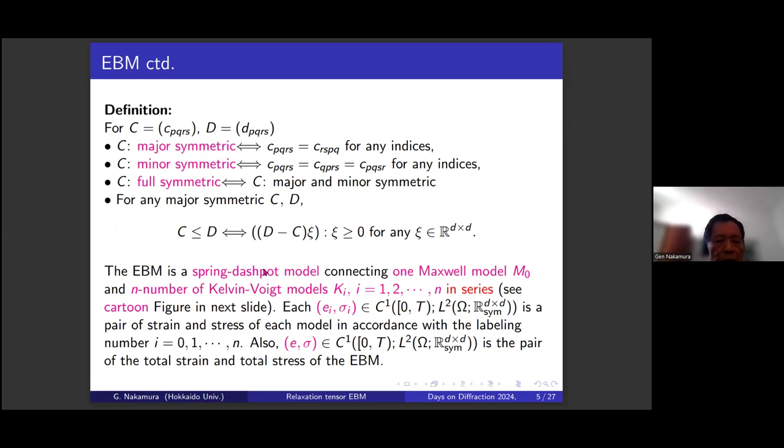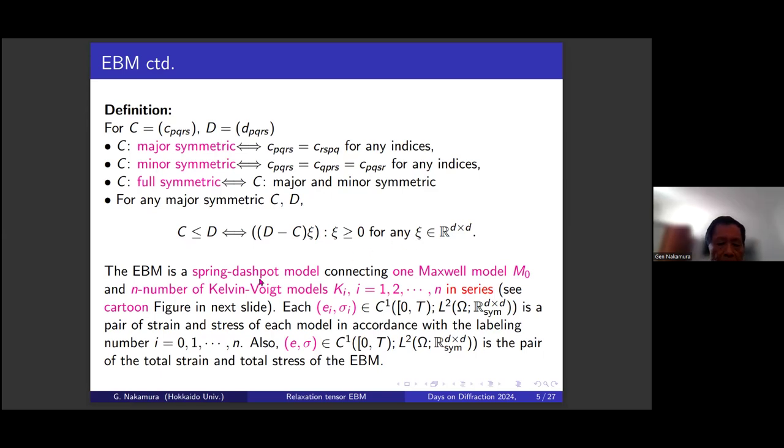Next, I have to introduce several definitions of symmetry, which I think you know. There are three symmetries. One is the major symmetry, the second is the minor symmetry, and the third is the full symmetry. They are defined by the formulas given here for the first two, and for the third one, if C satisfies the major symmetry and the minor symmetry, then we call C fully symmetric. And also, I define the inequality C is smaller or equal to B by this inequality for any Xi.